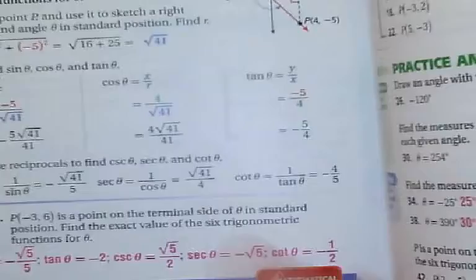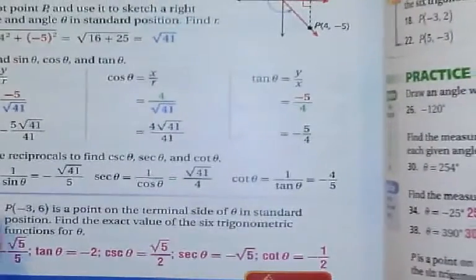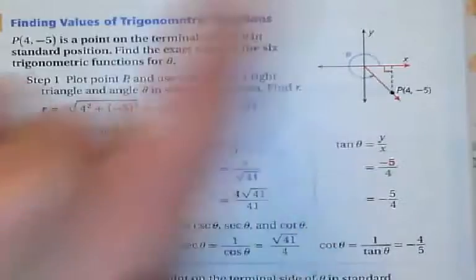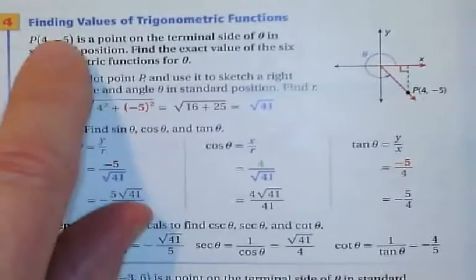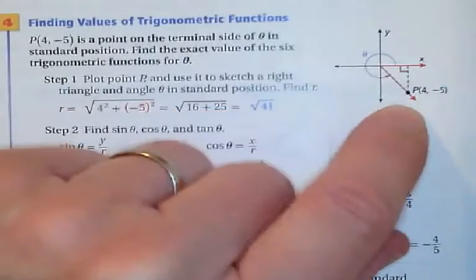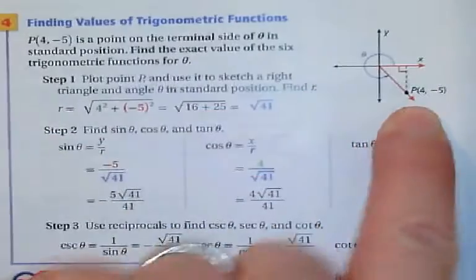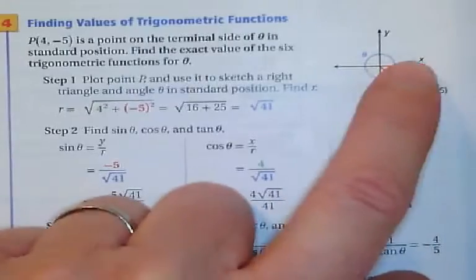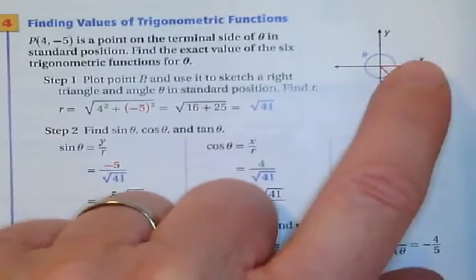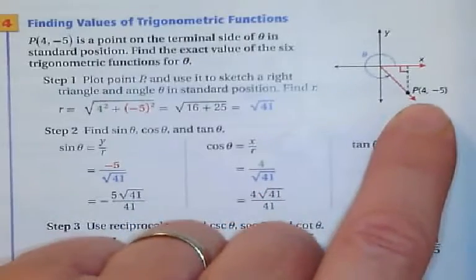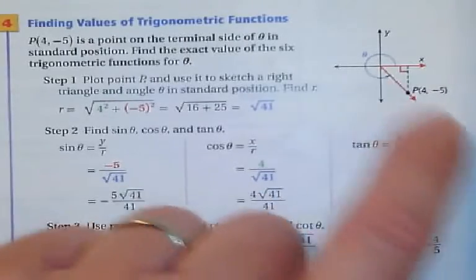Alrighty, last thing is, if I give you a point on the x and y axis somewhere, like the point 4, negative 5. If I go over 4, negative 5, I want to know if I built a triangle right there. See, it's 4 wide and 5 tall. If I built a triangle right there, how long's the hypotenuse?